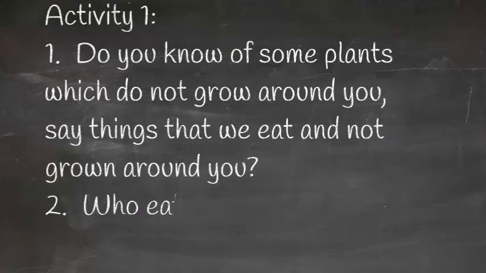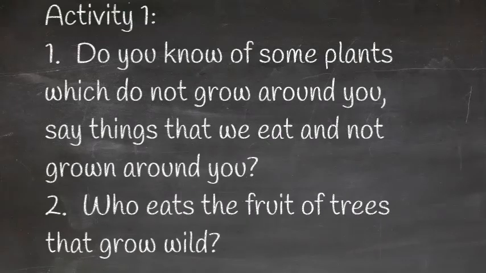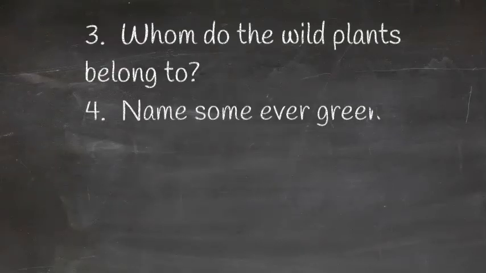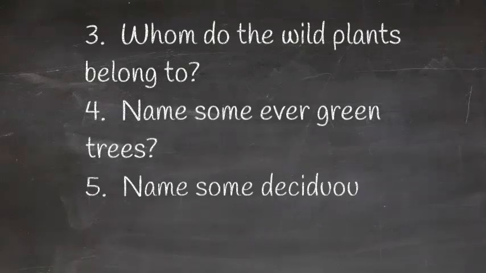Activity 1. Do you know some plants which do not grow around you? Say things that we eat and are not grown around you. Who eats the fruit of trees that grow wild? Whom do the wild plants belong to? Name some evergreen trees.